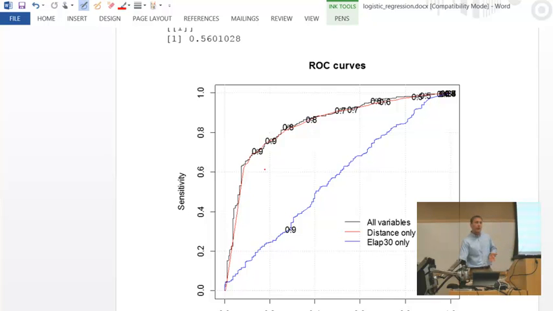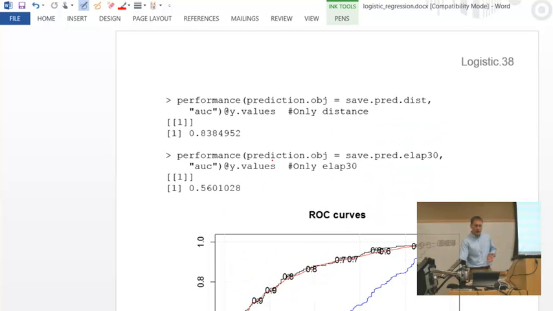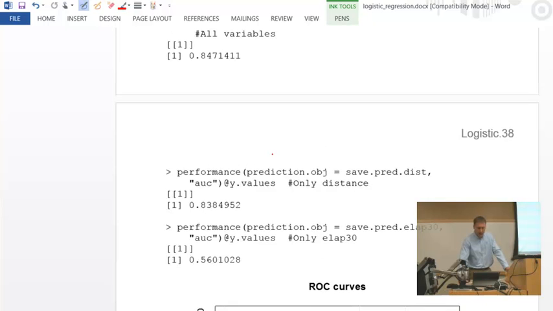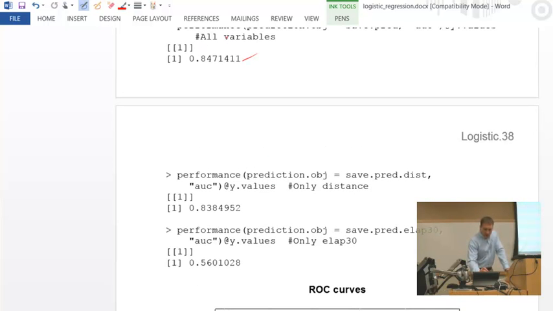We could look at the corresponding area underneath the curves using the same mechanisms as we've done before. For all the variables, resubstitution gives 0.847. For using distance, 0.838, so it is a little bit less. But again, these numbers are quite close to one another, so in a practical sense, there's probably not a whole lot of difference. And then looking at ELAP30, 0.56. A lot less, indicating, of course, it is worse.